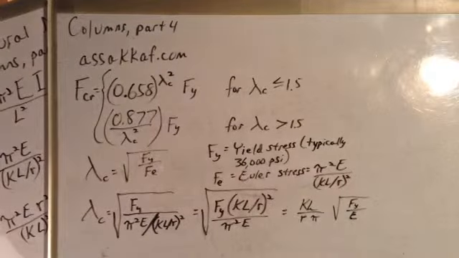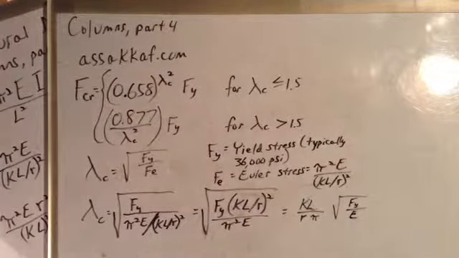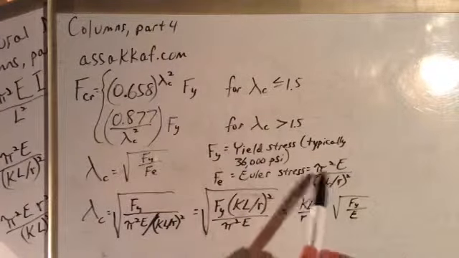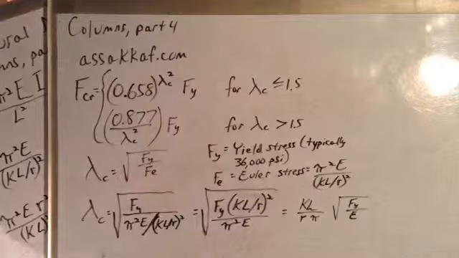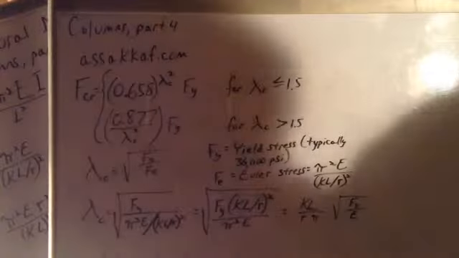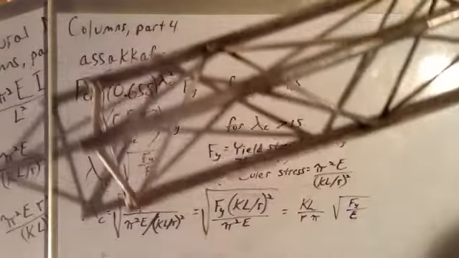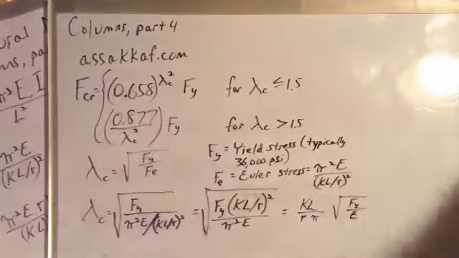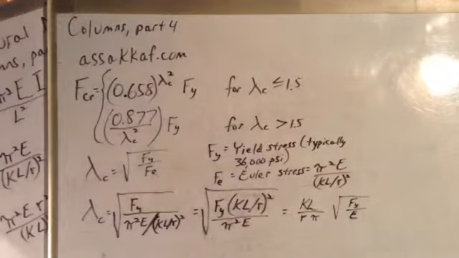This is columns part 4. At the end of part 3, we were talking about how this Euler stress equation predicted this column, or this tail boom here, would be 2.6 times stronger than it really was, which pretty much makes the formula useless. Well, I thought it was.